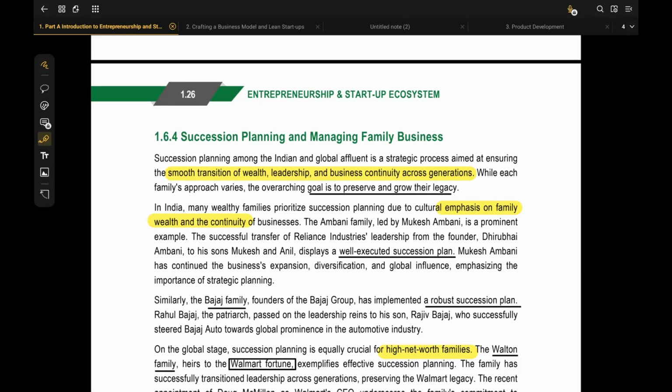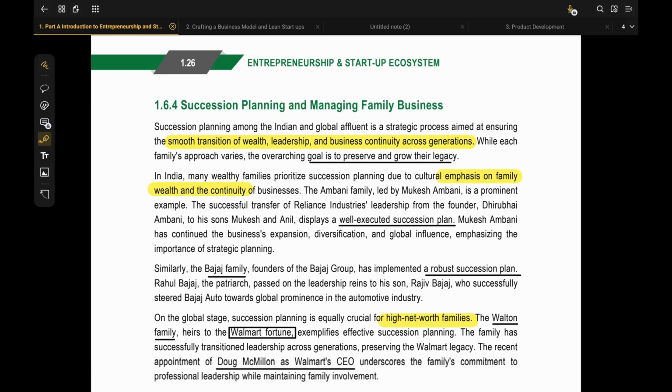Okay, succession planning and managing family business. Like, if there are many wealthy people, there will be a problem upon their death. Who will share this much asset? What will be the share of asset for the children? That will be the main problem. Many businesses will do proper planning and execute it properly. But in some cases, succession planning will not be done properly, so there will be a problem in sharing of assets by the children.